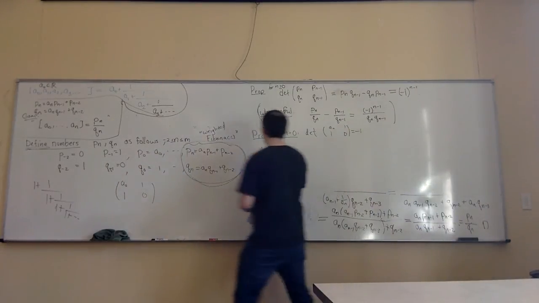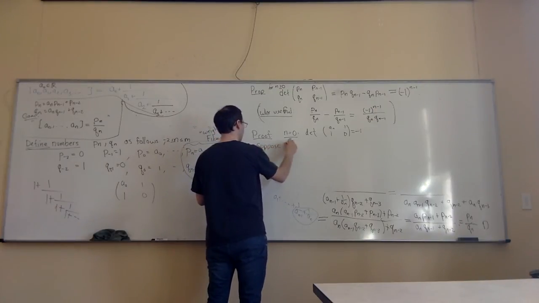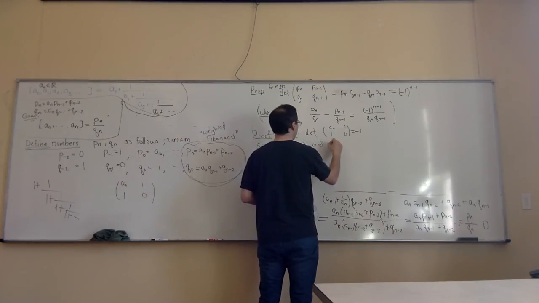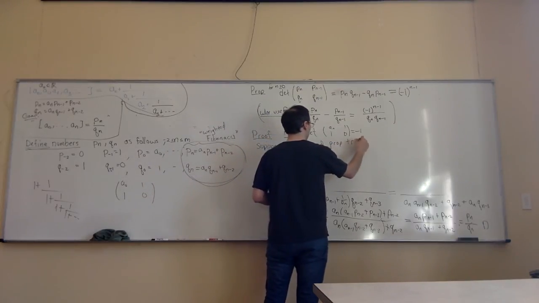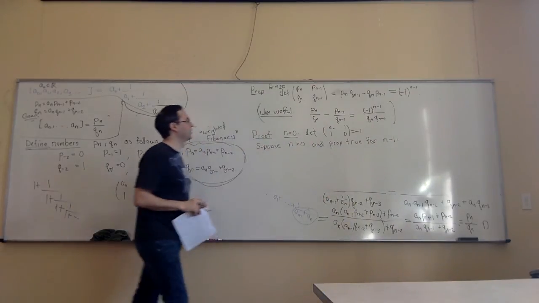Okay, so now let's do the general case. Suppose n is greater than 0 now, and this statement is true, the proposition is true for n minus 1. Okay? So now we just need to prove it for n.